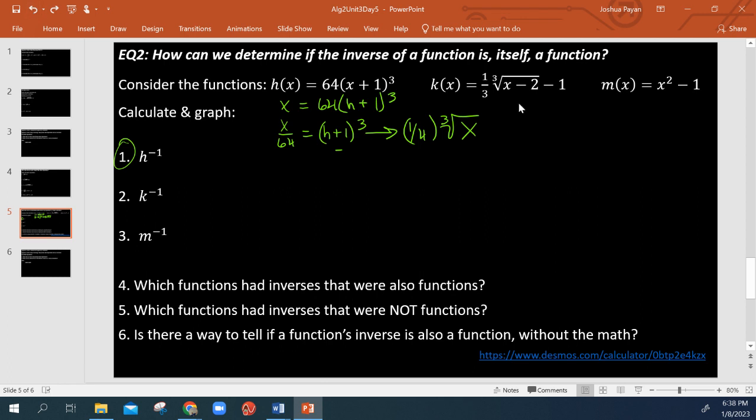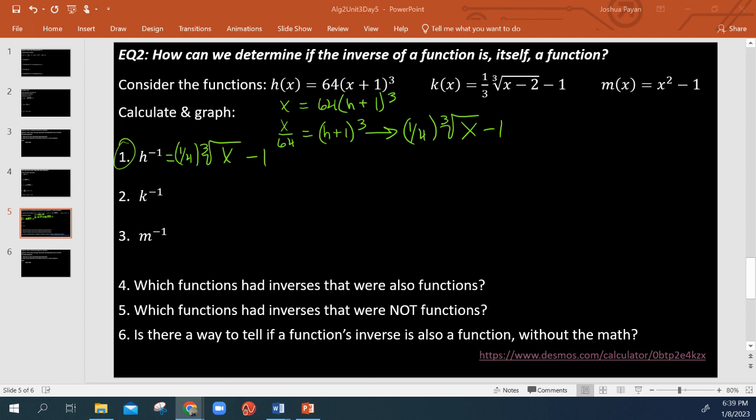So skipping some steps here. What's more important here is just seeing the geometry behind everything. Okay, so h inverse equals 1/4 all times the cube root of x, all of that minus 1. Okay, so let's graph that really quick and see what we've got.